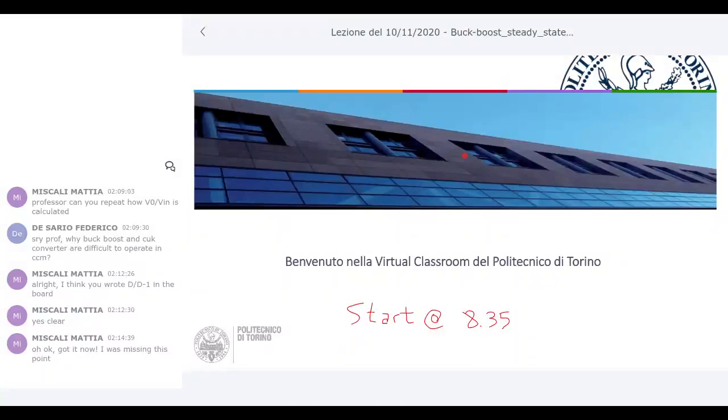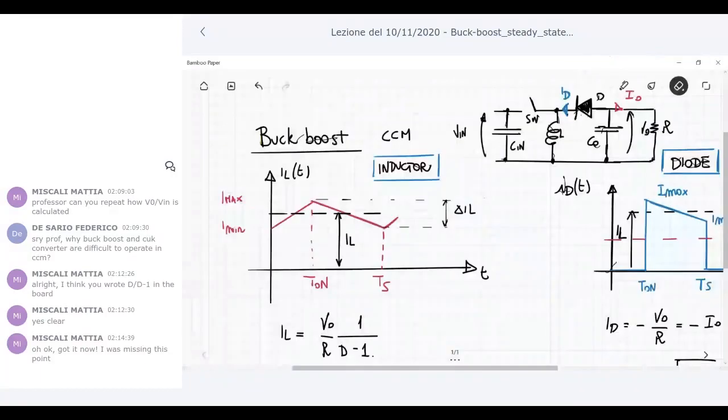And first of all, I have to correct the very last thing I said yesterday, because I made an error. Okay, so let me share the whiteboard.